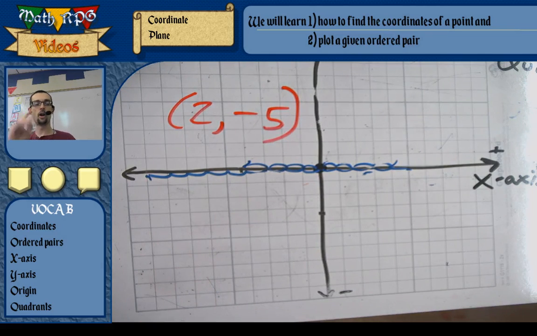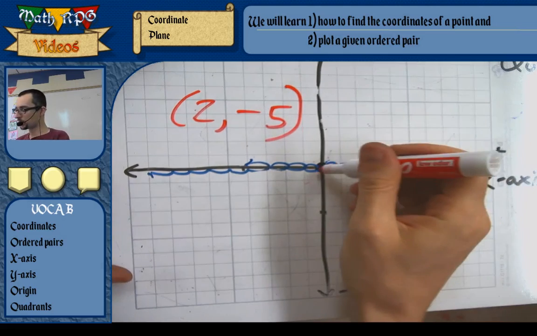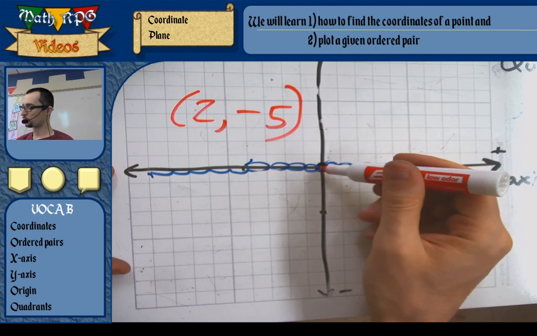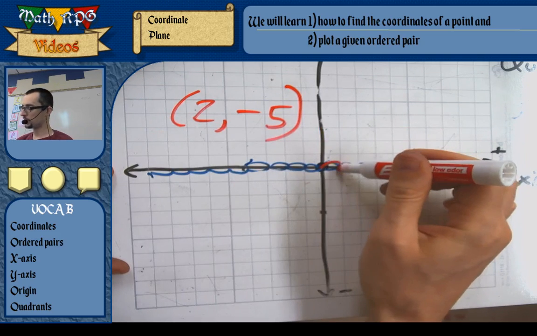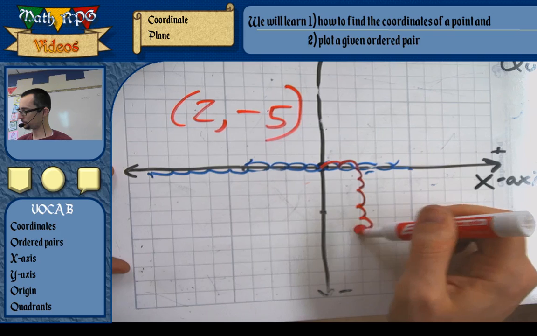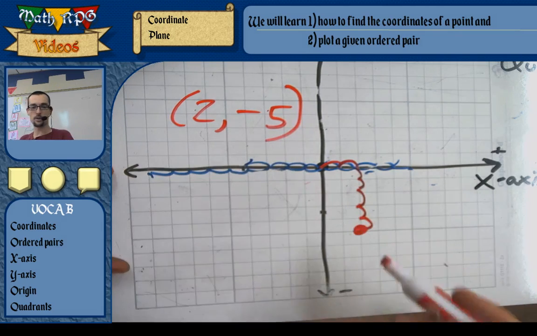That's simple enough. I always start where? At the origin, at the pirate's hideout. Always start there. That's why it's called the origin, remember? The place where you begin. So I'm going to go right 2, 1, 2, down 5, 1, 2, 3, 4, 5, and put a point. And that's where it goes. That's 2, -5.